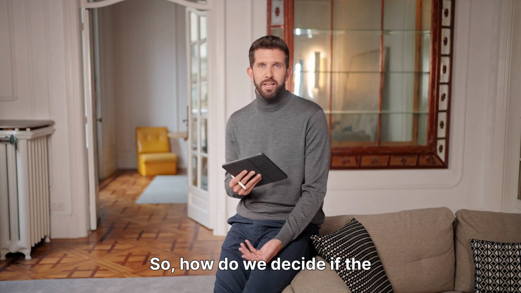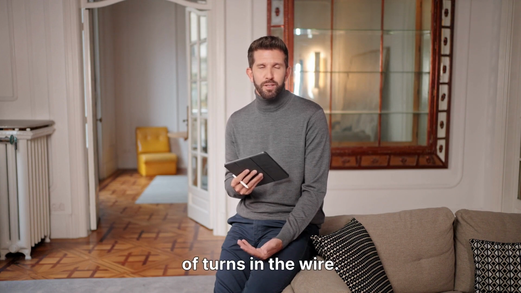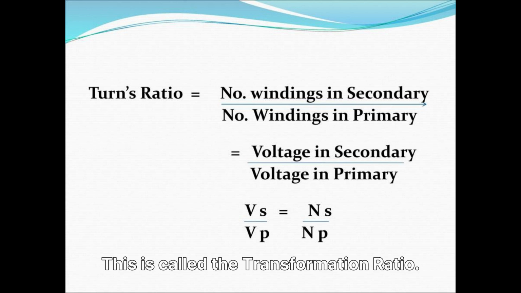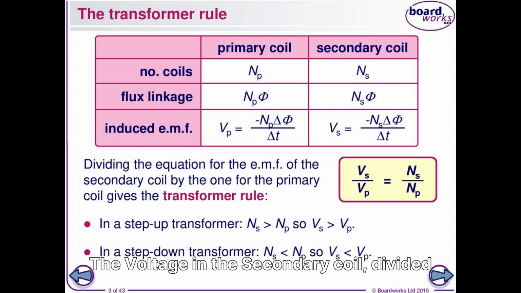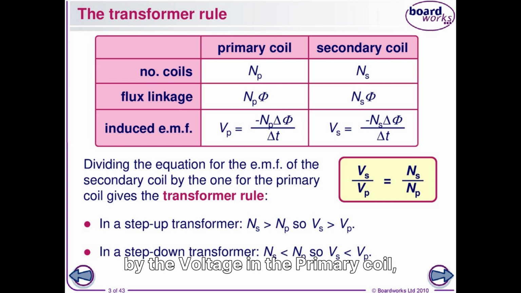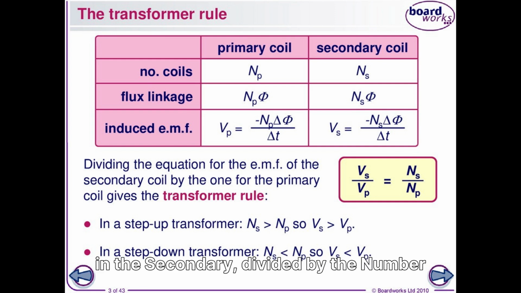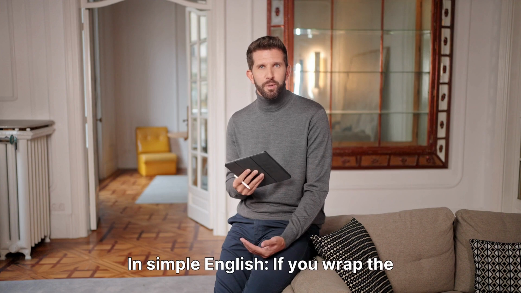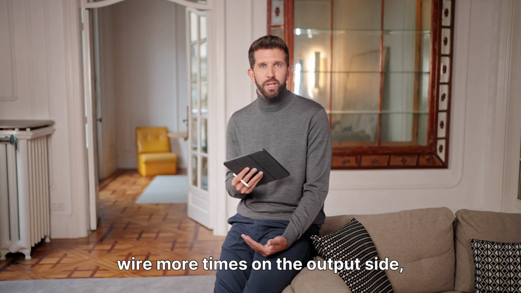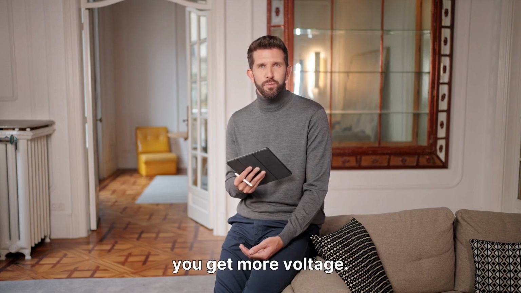So, how do we decide if the voltage goes up or down? It all comes down to the number of turns in the wire. This is called the transformation ratio. The formula is very simple. The voltage in the secondary coil divided by the voltage in the primary coil is equal to the number of turns in the secondary divided by the number of turns in the primary. In simple English, if you wrap the wire more times on the output side, you get more voltage.